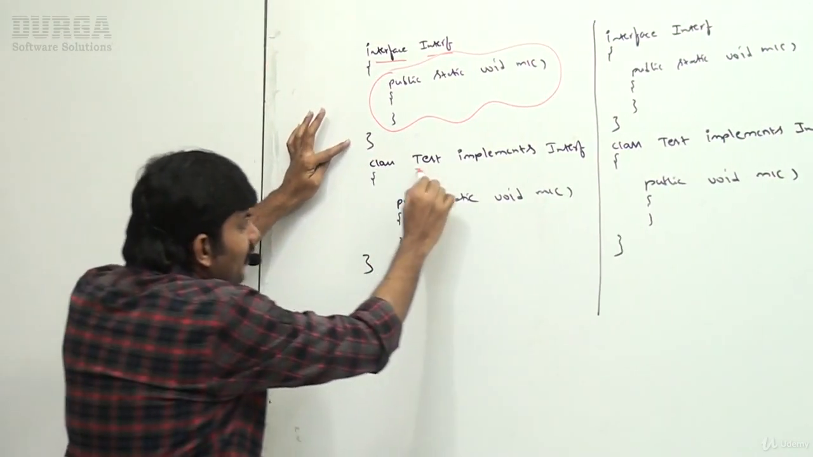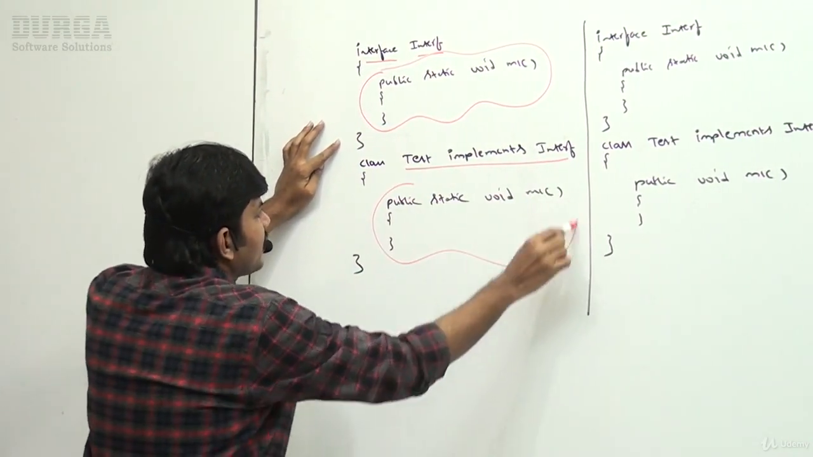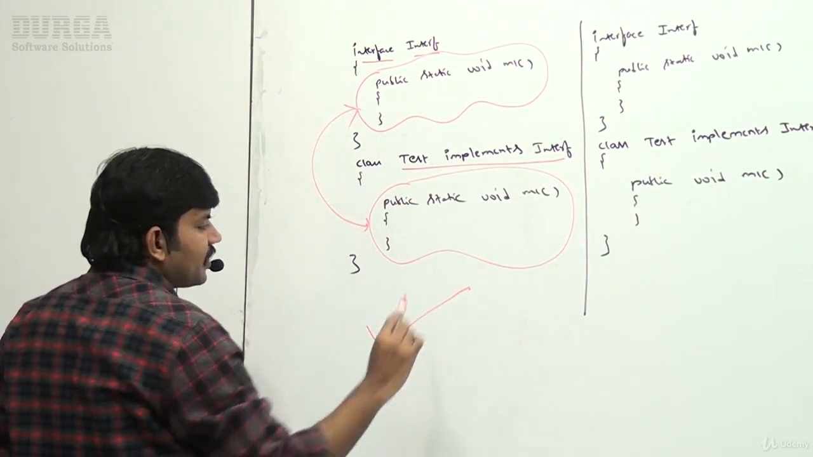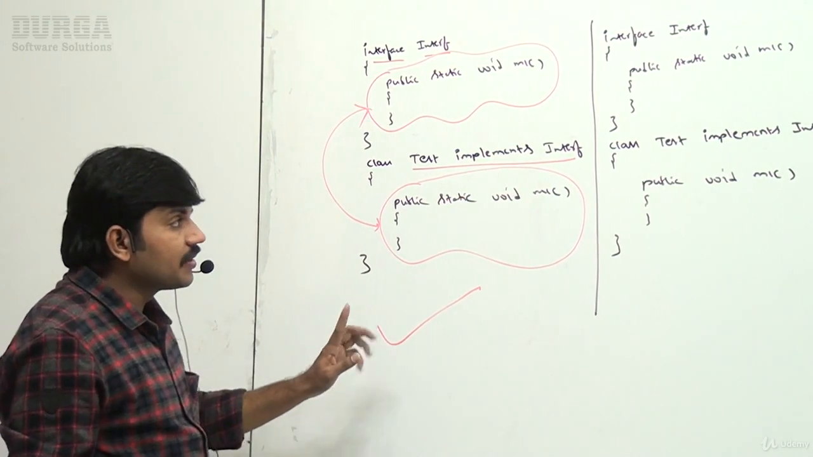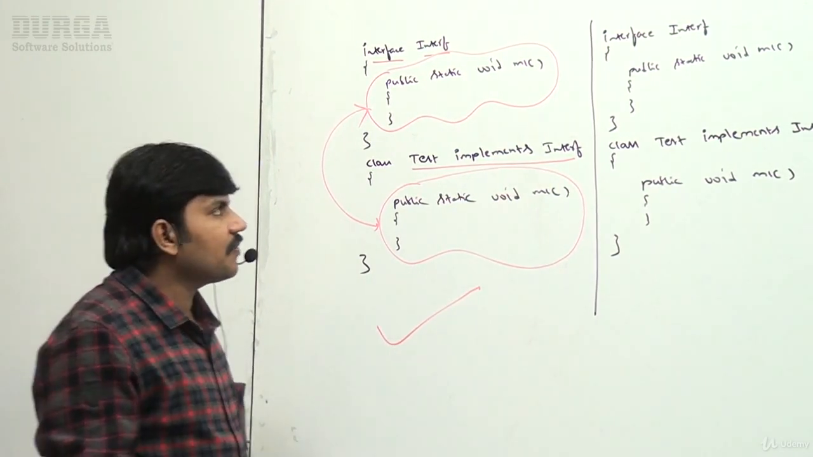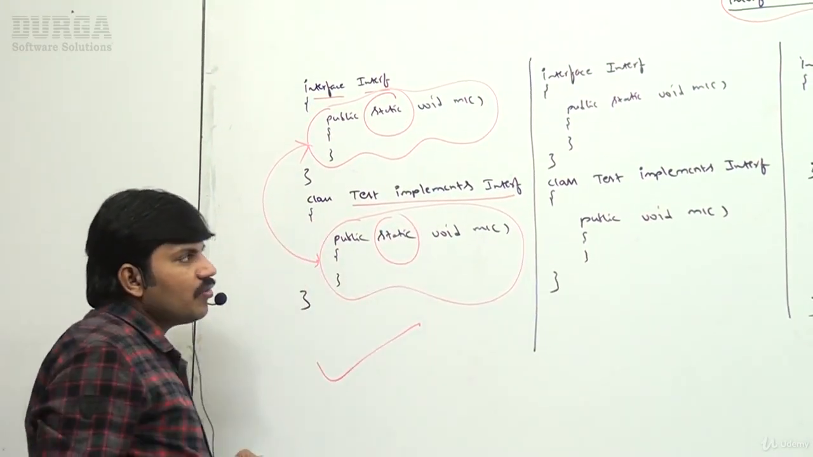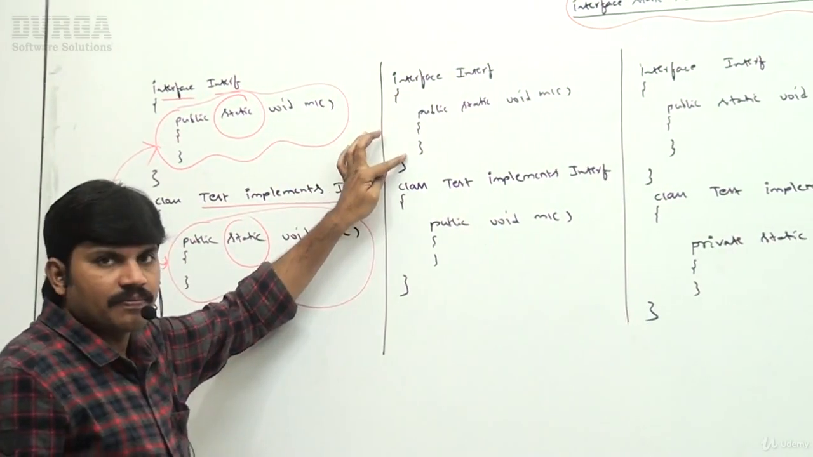Now in the implementation class, I am defining the same static method. Can you please tell, is it valid or not? Valid but not overriding. Remember this one. Similarly, here observe both are static. Sir, now let me go for the second example.